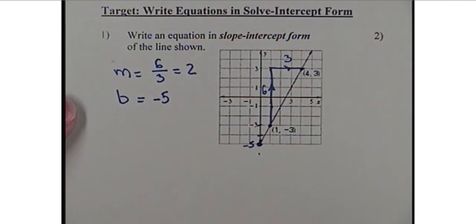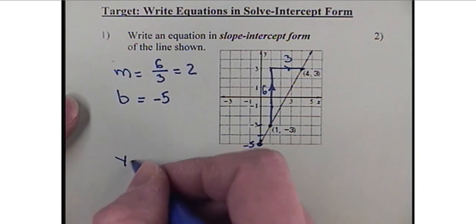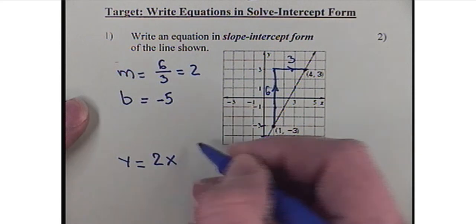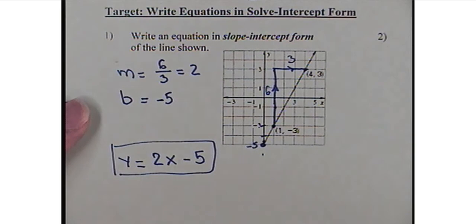Well, we have pretty much everything we need, and now we are ready to finalize the problem. So the official solution for that is y equals 2x, the slope is 2, then -5 for y-intercept. And we are done. First example is done.